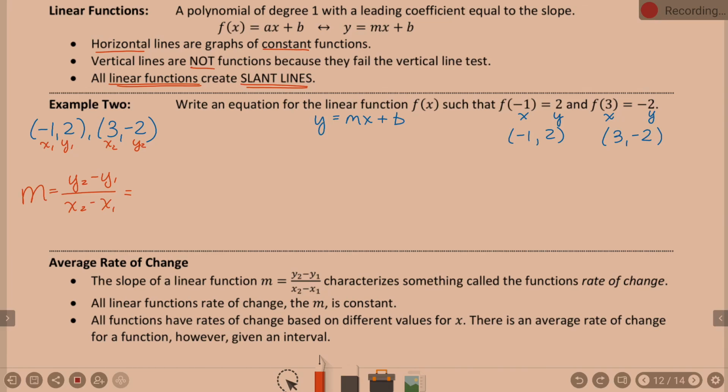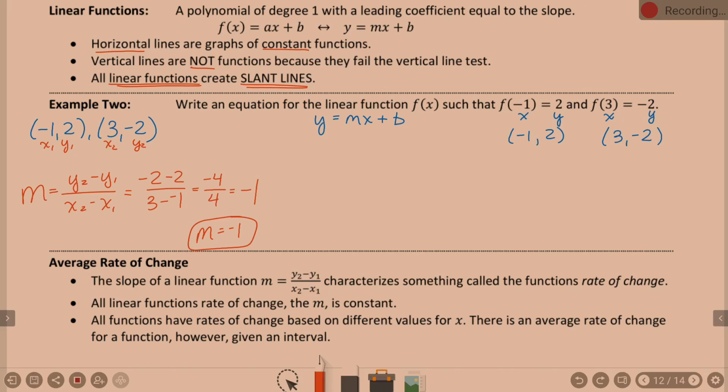So, are you getting a slope? Negative 1. You guys okay with that? I agree with the negative 1 once I get there. So right now we know that the slope is negative 1. We also need a b value. We have options of finding a b value.